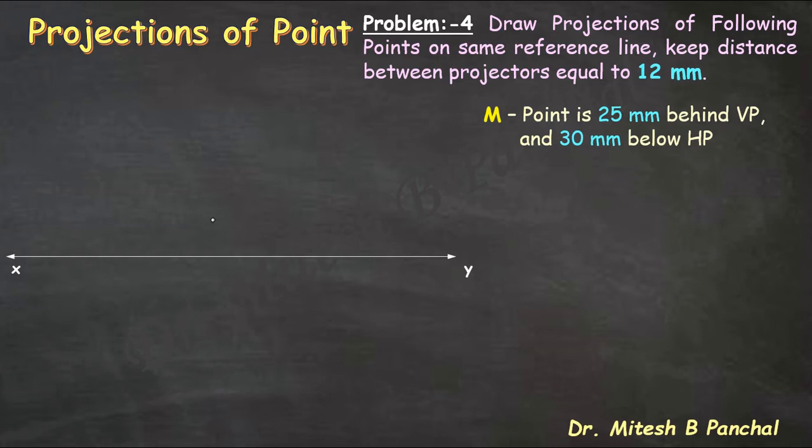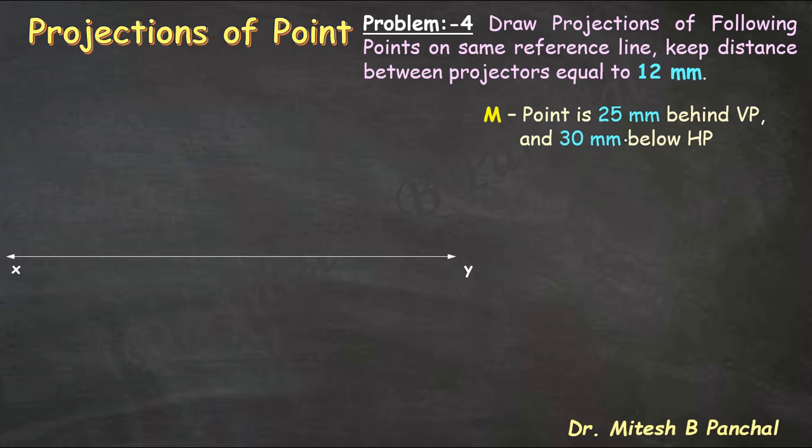So for point M, top view will be above XY line and front view will be below XY line. We know that dimension with respect to HP is visible in front view. That means front view of point M, that is M dash, is 30 mm below XY line.